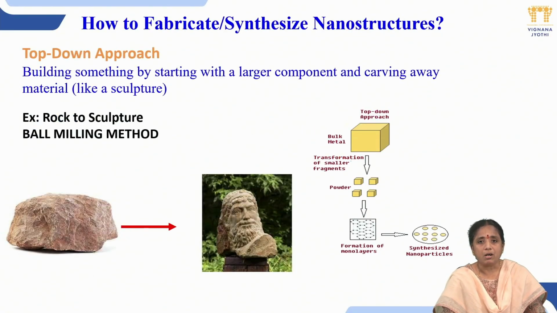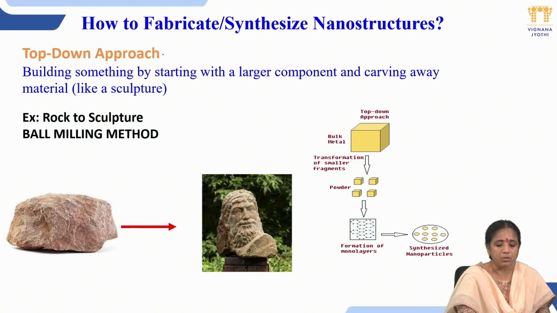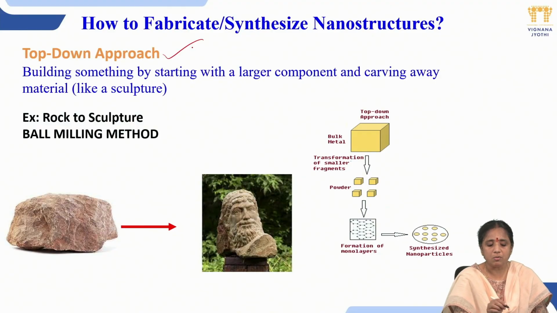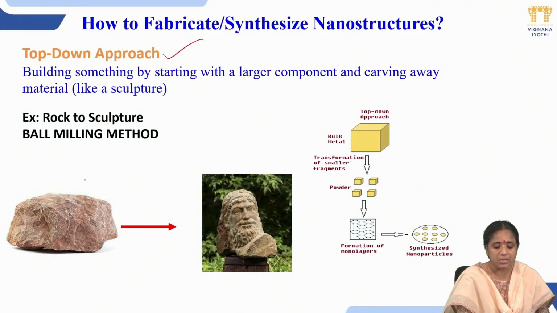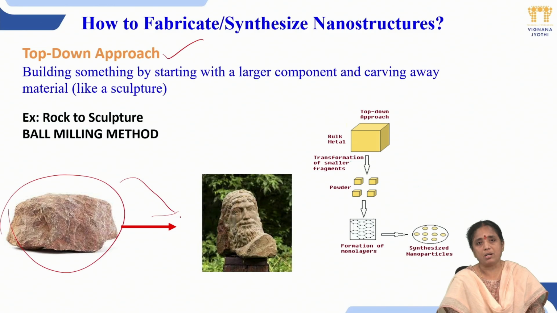So generally, how do we fabricate or synthesize nanostructures? Generally, they are divided into two categories. One is the top-down approach. What do you mean by top-down approach? Top-down approach means building something by starting with a larger component and carving away material. Like you have a brick and you are scaling it down to the size of the nanoparticle, grinding it until then. So we say that it is a top-down approach.